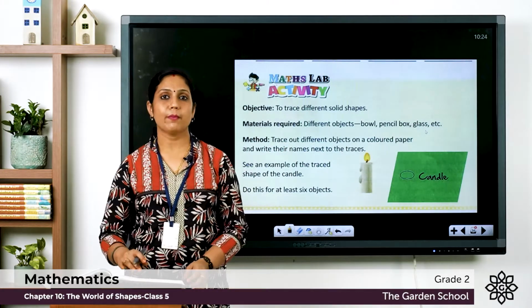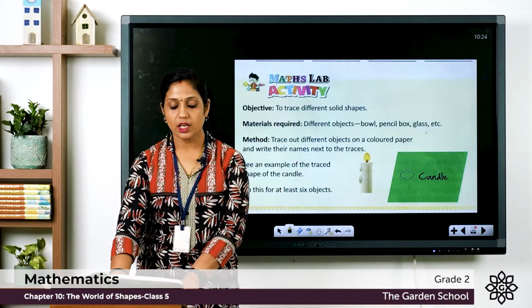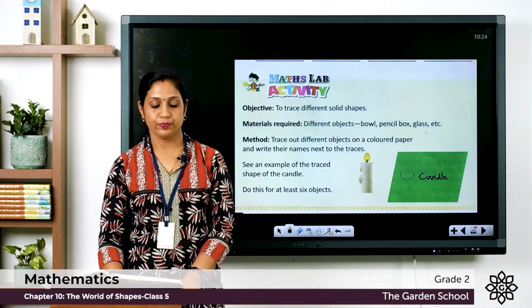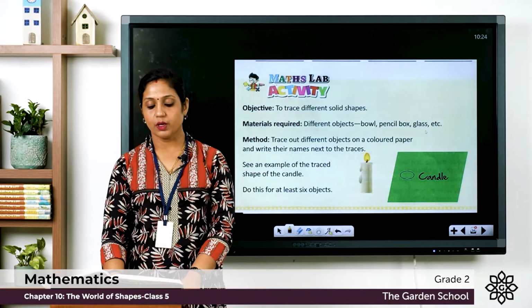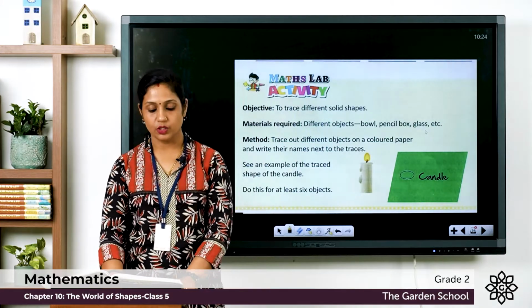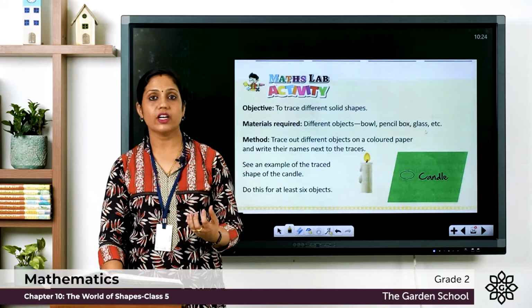We have Max Lab activity page number 148. Let's read what it is. Objective: to trace different solid shapes. Materials required: different objects, bowl, pencil box, glass, etc. So the objective of this activity is to trace different solid shapes.